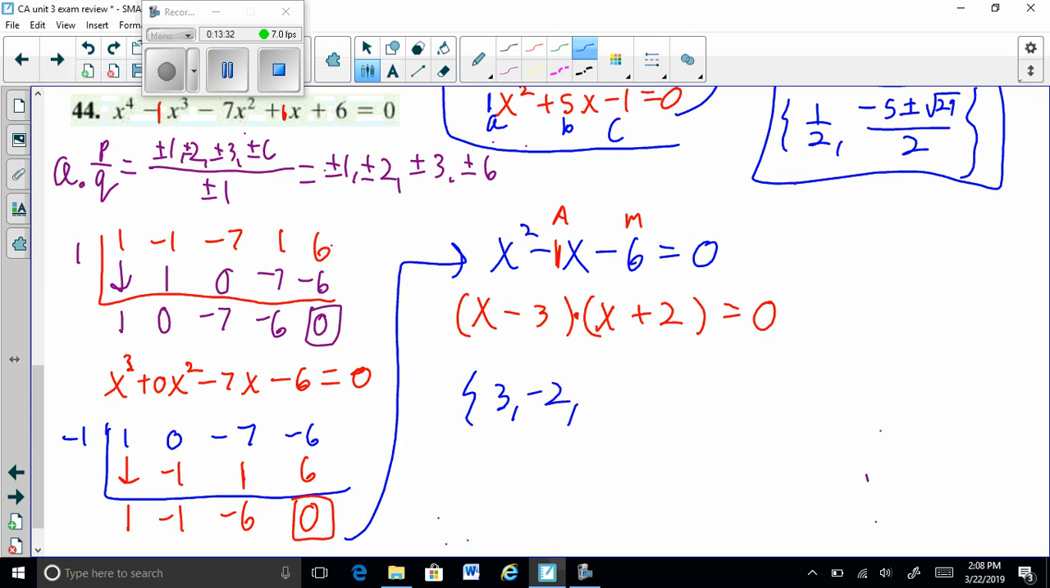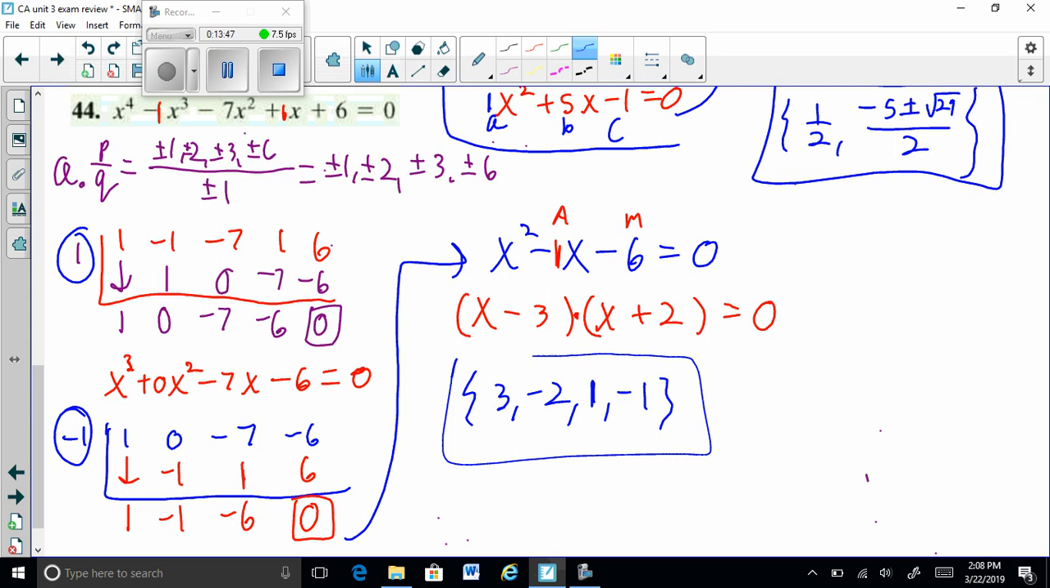And then we don't want to forget about 1 and -1 because those were part of our solutions that made the polynomial equal 0 also. We also want to include 1 and we want to include -1. And so there are our 4 solutions.